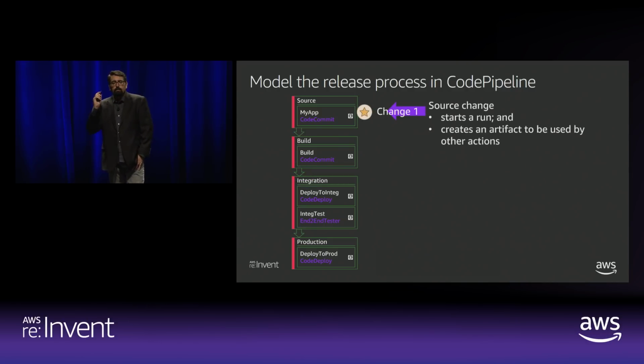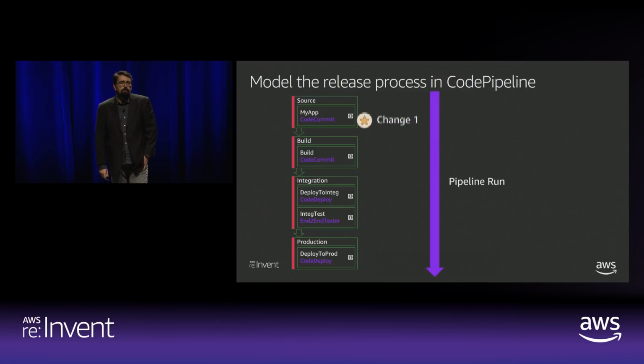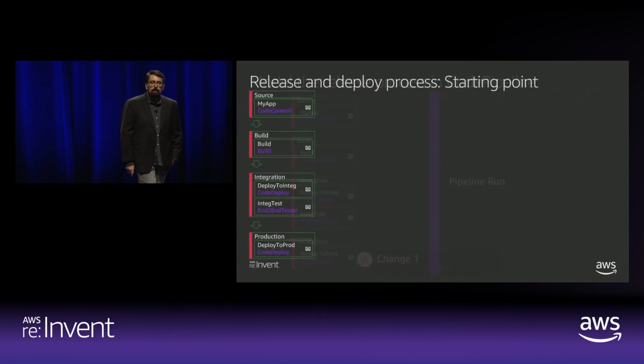So when a source code change comes in, it's going to start a run of your pipeline. It's going to create an artifact. It'll go through the build process, deploy to a testing environment, go to an integration environment, and then hopefully go to production. So this is the high-level process of a CodePipeline.